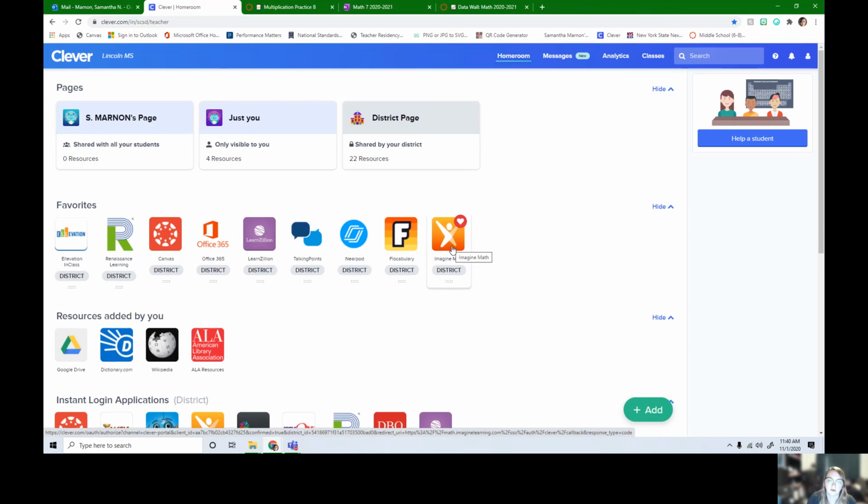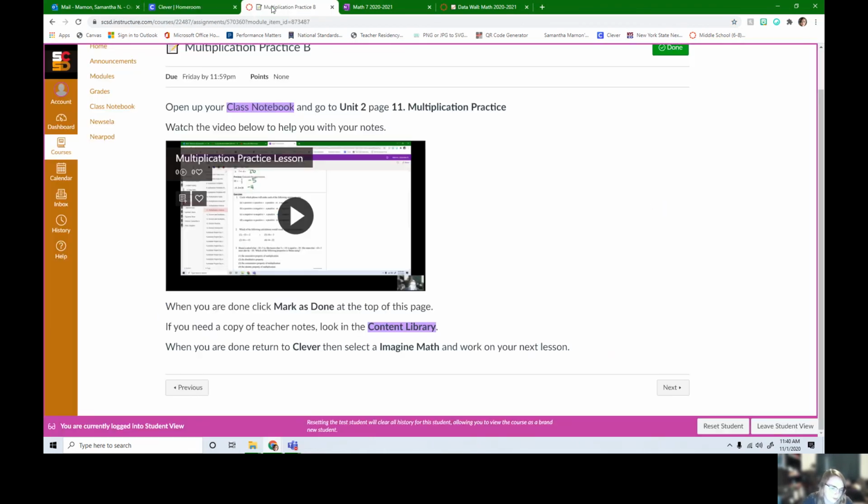Your student should have already taken the benchmark and is now working on different lessons, and it will go through the 7th grade curriculum, and it will give supplementary lessons as they need it, and it will challenge them when they need it. So this is a really good resource. When they're done with Imagine Math, they're done with math for the day, they're done with math for the week, and that's it for this first week of our second marking period.